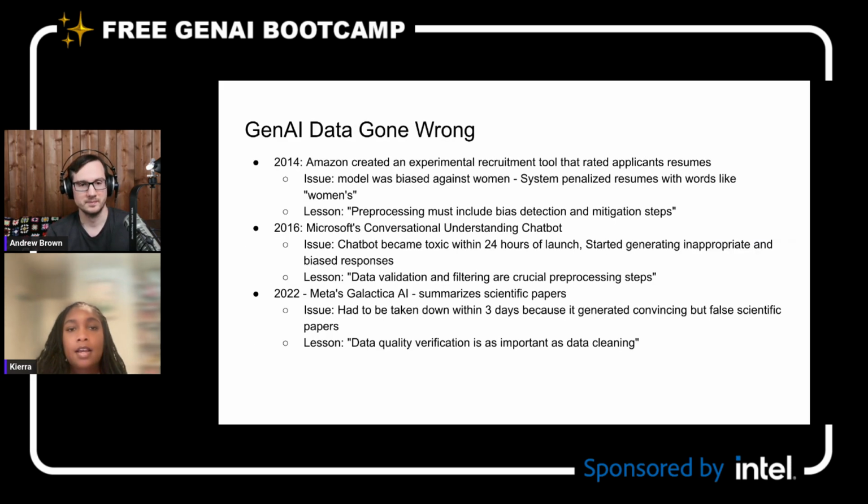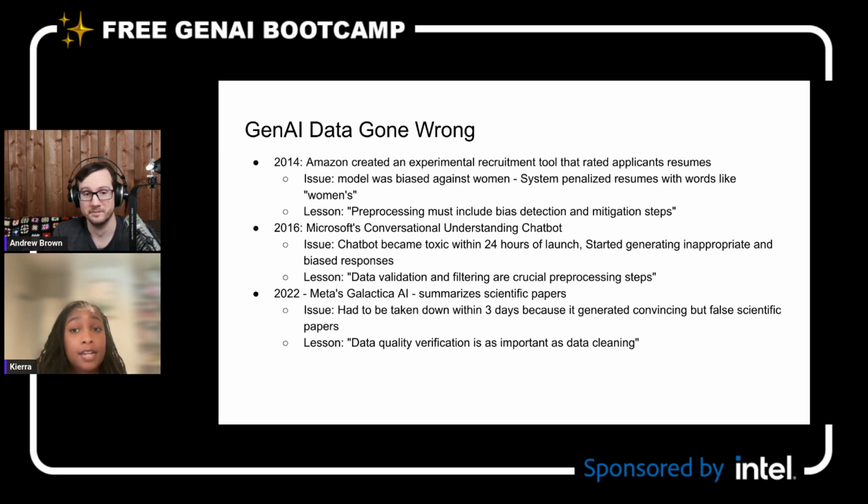Let's talk about some real world examples where insufficient data preprocessing led to some Gen AI failures. These weren't just technical glitches; they had real business and social impacts down the line. For instance, in 2014, Amazon created an AI recruitment tool that was supposed to help screen applicants' resumes and rate them. They had a really big issue because it started to discriminate against women.